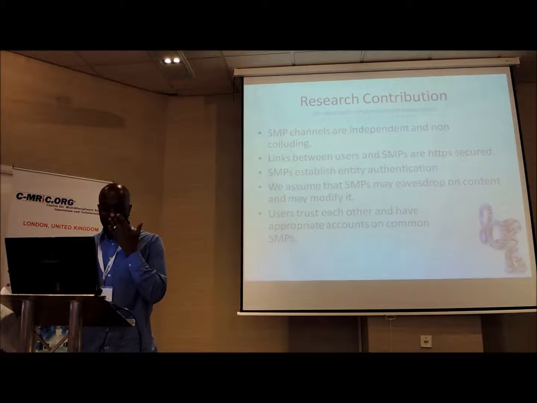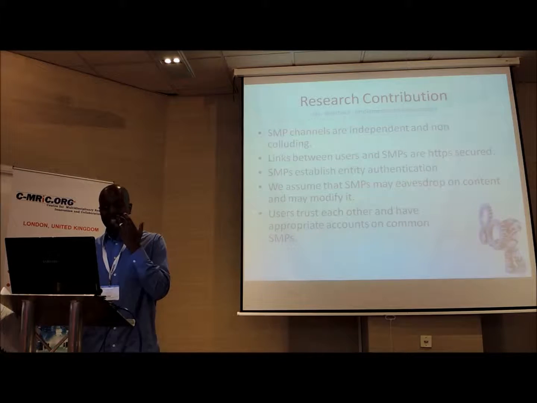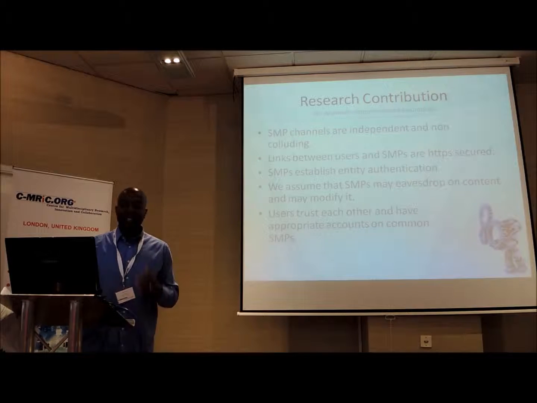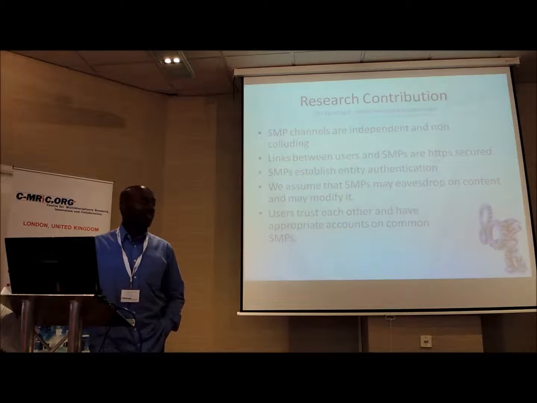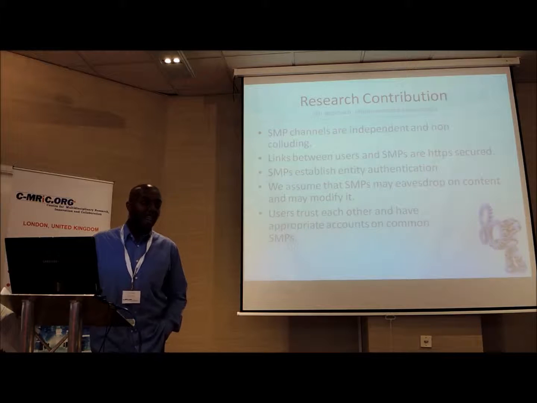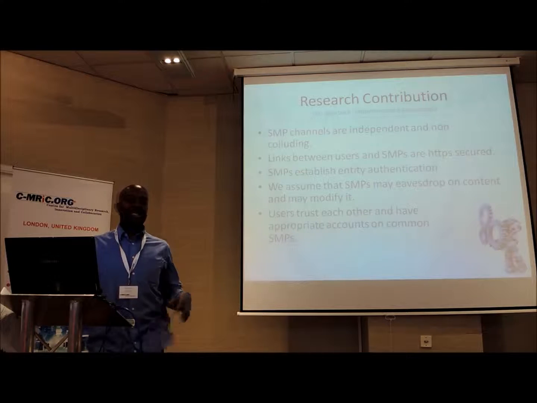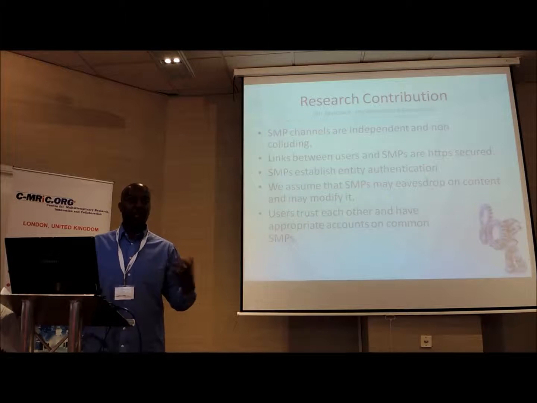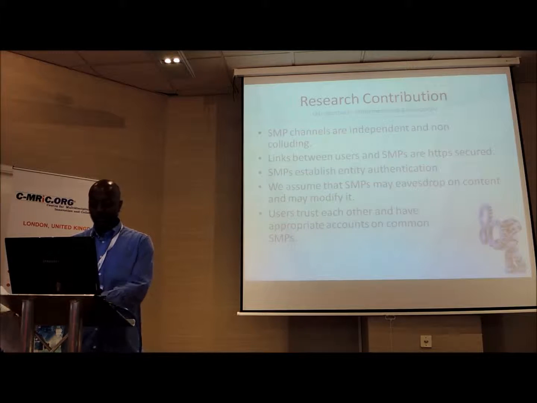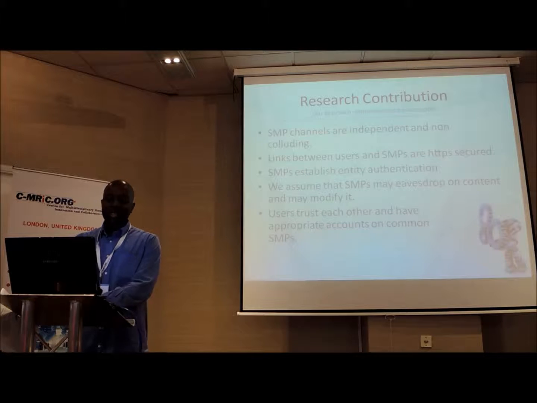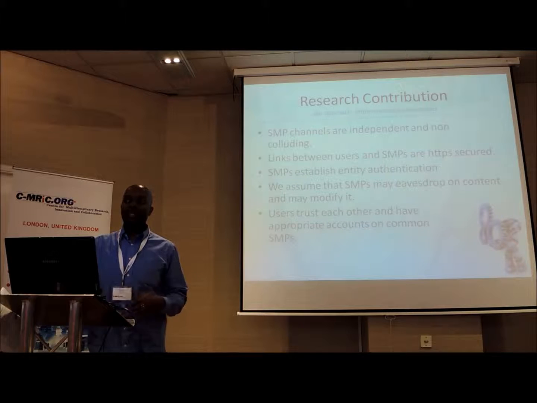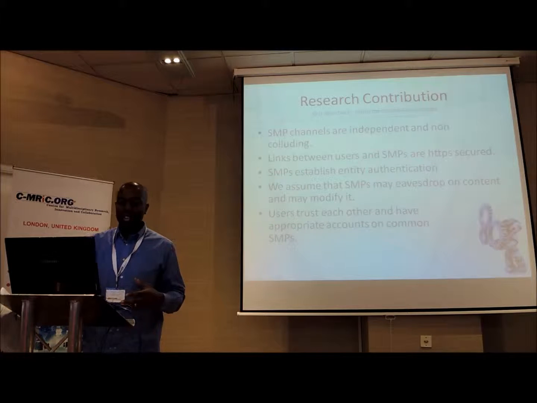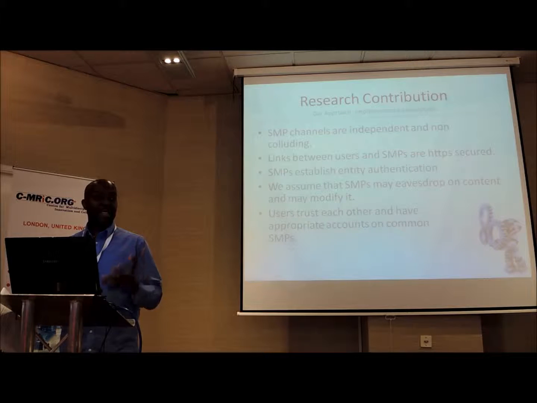The other thing is we assume that links between users and SMPs are HTTPS secured. And typically that SMPs establish authentication such that if Bob receives a message from a claimant claiming to be Alice, the SMP can be trusted to deliver that message that comes from Alice. We know that the entities are secure. We also assume that SMPs eavesdrop on content and that they may modify it. We know they do. It's something we have to accept. And so any solution that we propose has to work within that kind of remit.